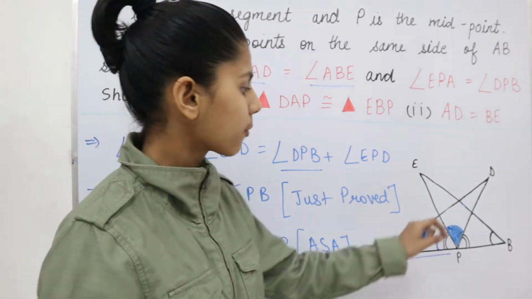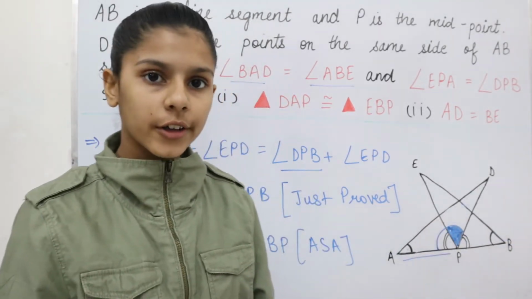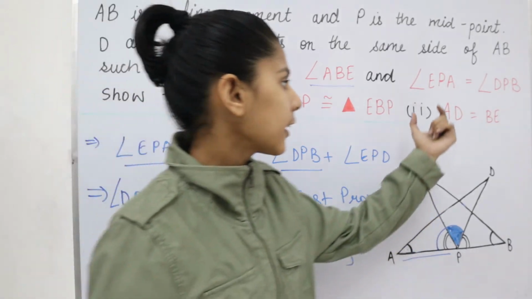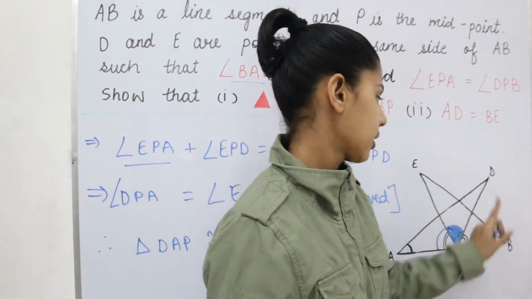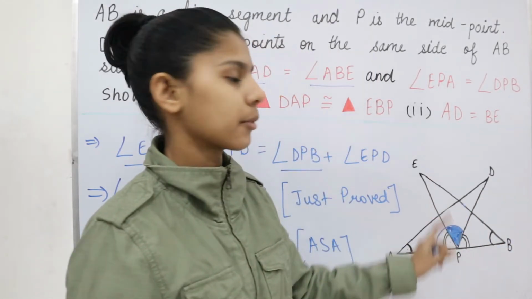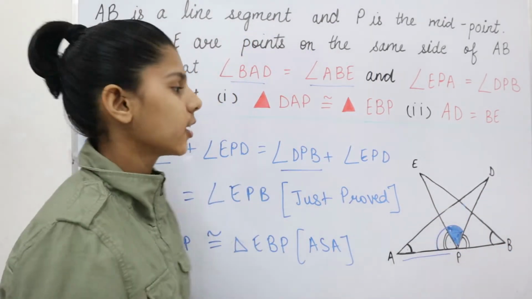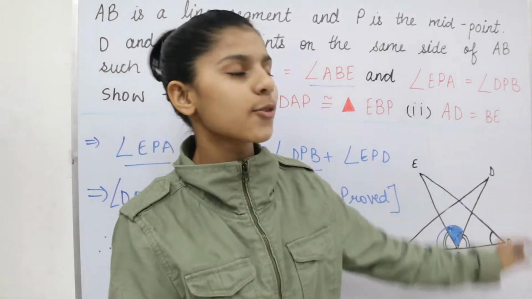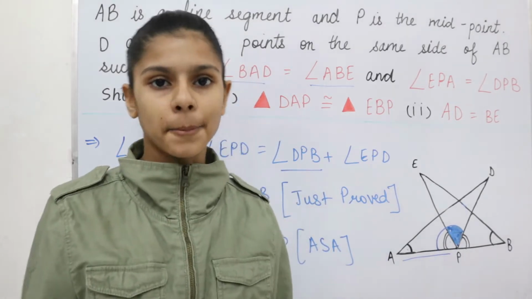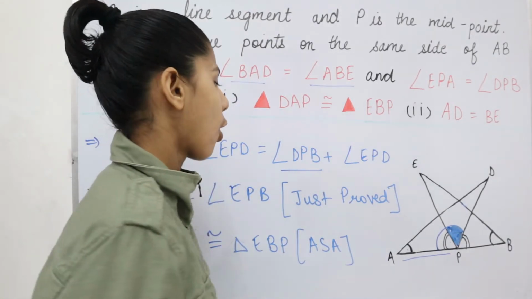Now we have proved both these angles are congruent. The second part is saying that AD is equal to BE. AD is this line segment and BE is this line segment, and they are the parts of the triangles which we have proved here congruent. So what we can write is that AD is equal to BE by CPCT, corresponding parts of congruent triangles.